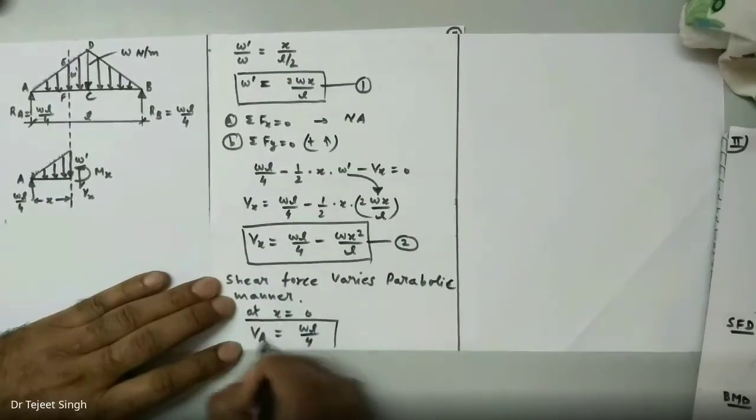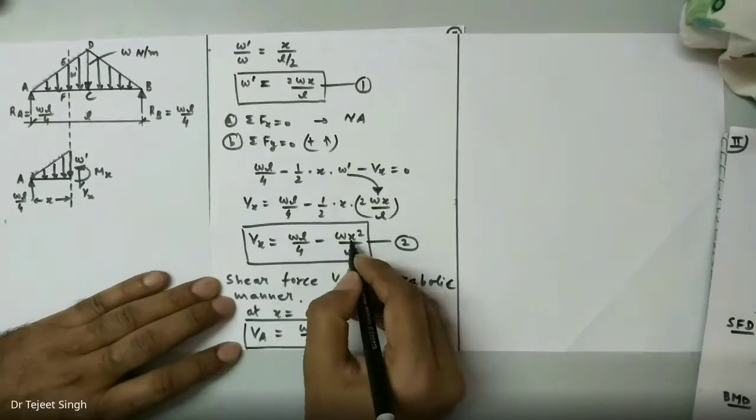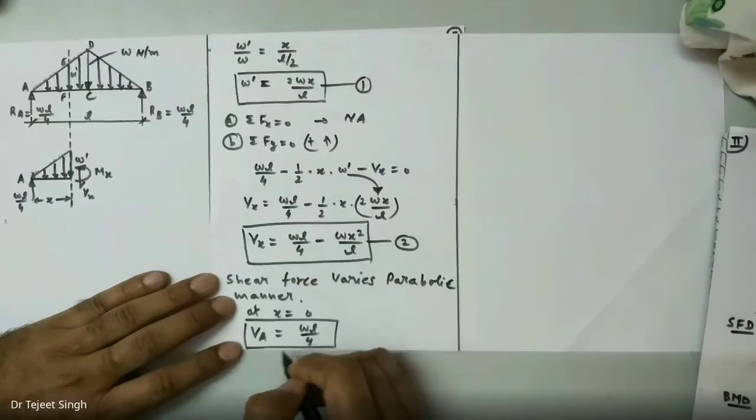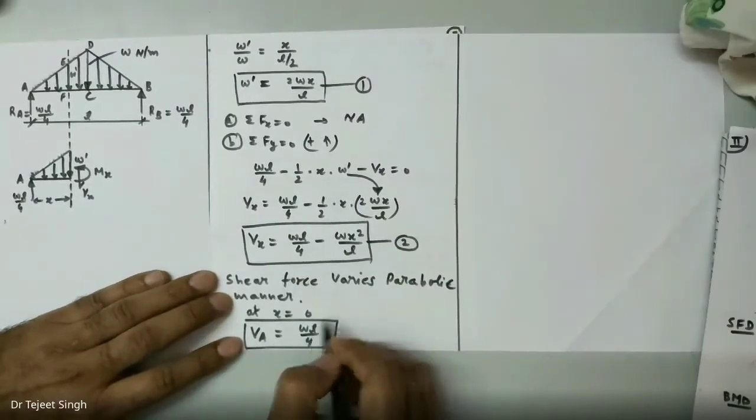जब x की वैल्यू 0 रहेगी, तो पॉइंट ए के ऊपर इसकी वैल्यू आ जाएगी WL/4. यहाँ पे x की वैल्यू 0 पुट करेंगे तो ये सारी टर्म 0 हो जाएगी, तो मेरे पास WL/4 बच जाएगा. Shear force is equal to WL/4 and it will vary parabolically.